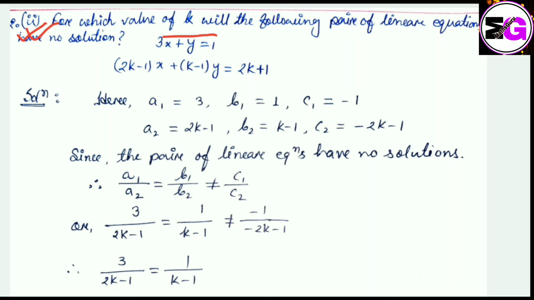So moving to the next problem, question number 2, for which value of k will the following pair of linear equation have no solution? No solution means a1 by a2 is equals to b1 by b2 is not equals to c1 by c2.